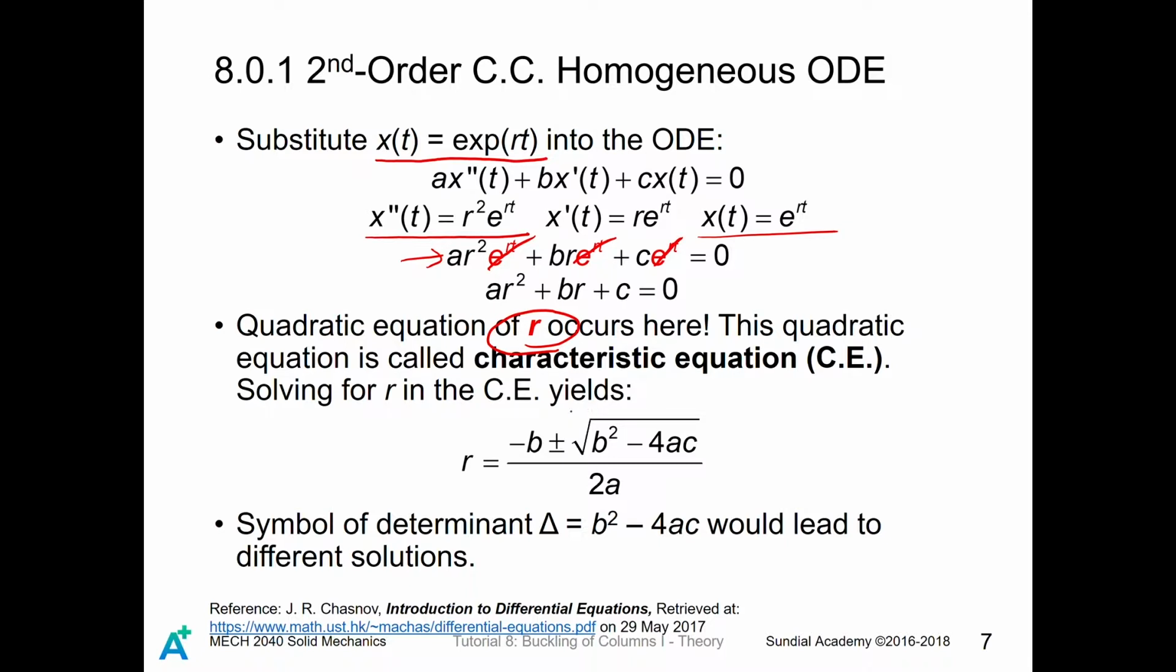Okay, in those differential equations related to column, the sign of the determinant will often be negative, which means you will have complex conjugate roots. But anyway, when we are solving differential equations, the sign of the determinant is a very important factor, and it will lead to very different solutions of a second order constant coefficient homogeneous ODE.